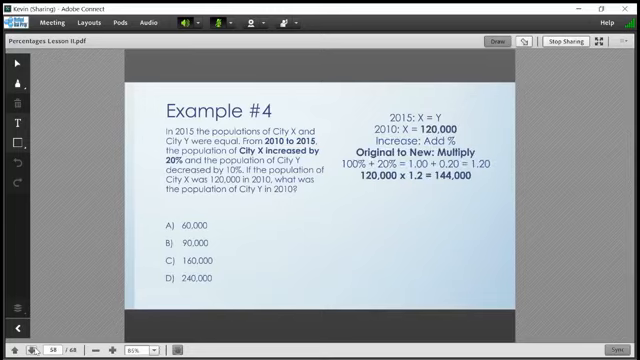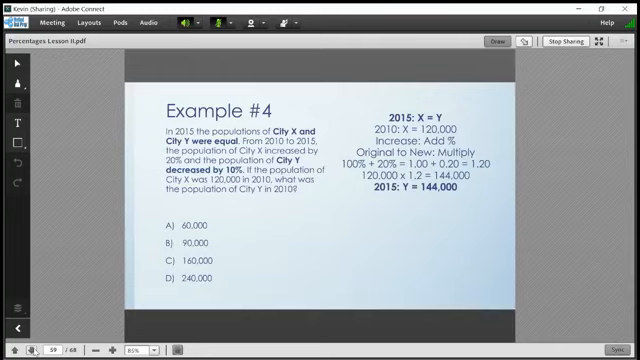Now my second step is, I'm going from original to new, so now I'm going to multiply. I'm taking that original amount of 120,000 and multiplying it by 1.2 to give me 144,000. So again, increase, add the percentage, original to new, multiply. What we're going to see with our next step is that we're now doing the reverse. We know in 2015 that X is equal to Y. So in 2015, Y is going to be equal to 144,000 since X is equal to 144,000.